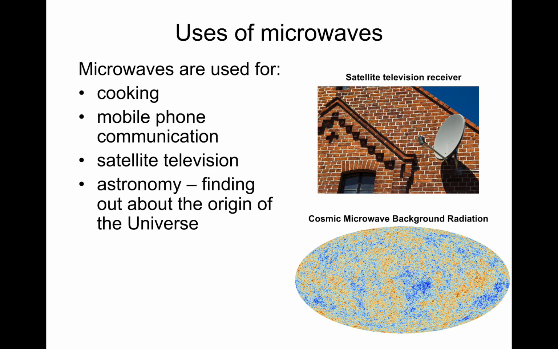They're also used for mobile phone communication and satellite television. Actually all parts of the EM spectrum are used for this, but microwaves are used in astronomy, and for finding the origin of the universe. If you do separate science at GCSE, you will learn about the cosmic microwave background radiation.